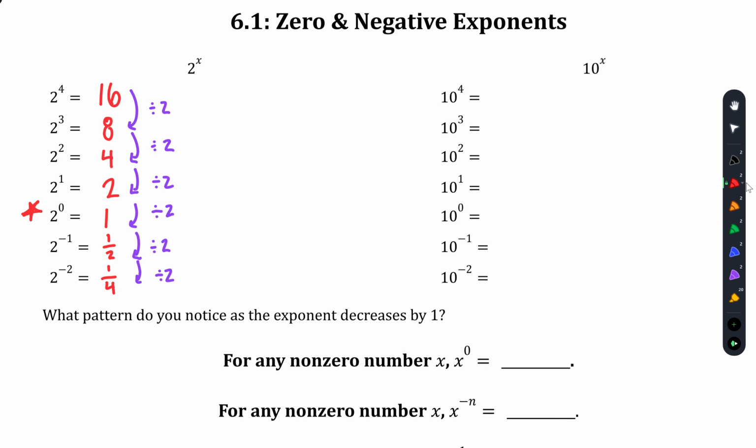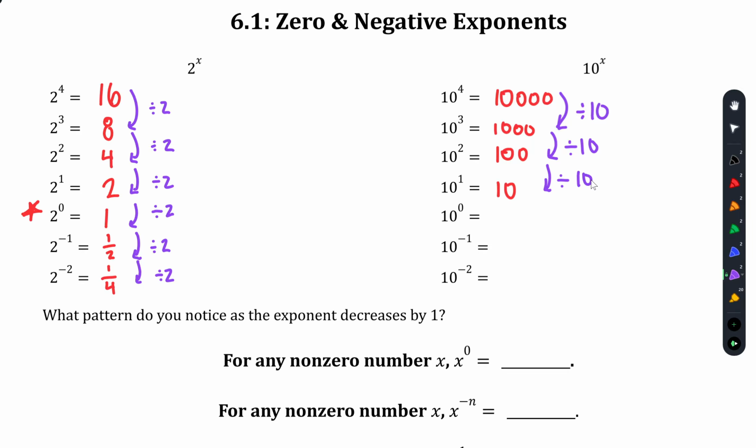So if I look at the base 10, 10 to the 4th power is 10,000. 10 to the 3rd power, 1,000. 10 to the 2nd power, or 10 squared, is 100. 10 to the 1st power is 10. As we keep going down, we're going to keep dividing by that base, which is 10.